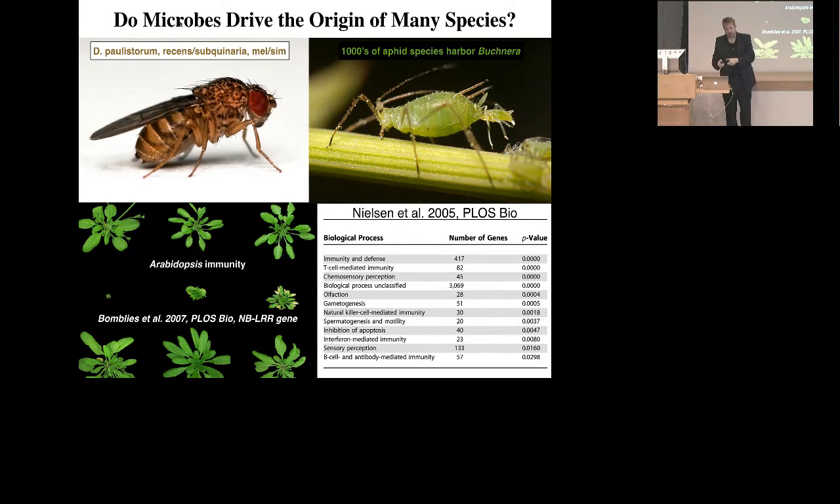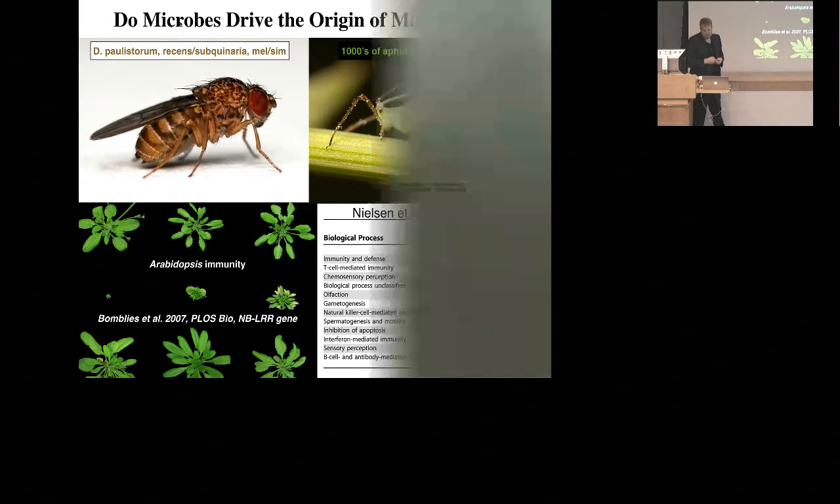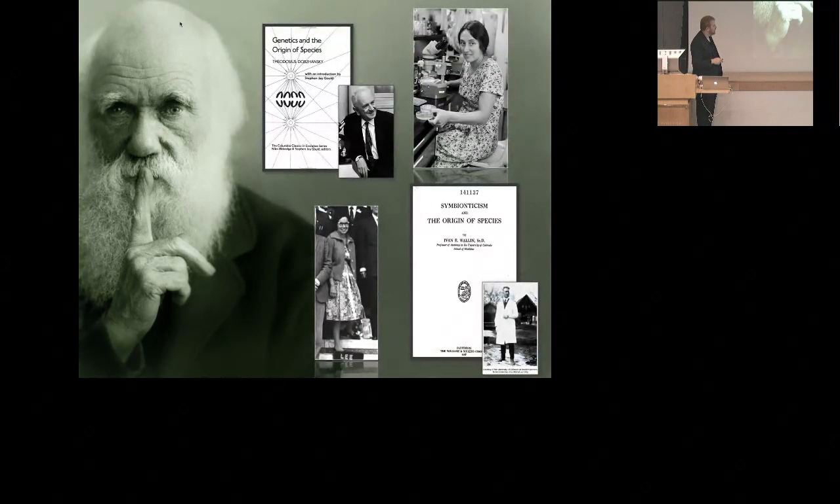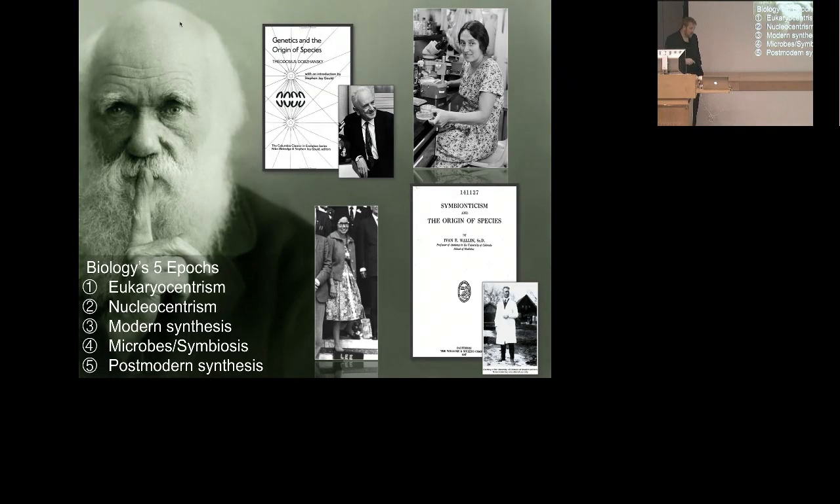And it's just a matter of asking the question about what the other microbes are doing in the system. Okay, so we've gone from the luminary in the field to some brief history about the origin of species. And what I would propose, and I don't know if anybody would agree with this, is that there are essentially five stages of biological thinking that we've gone through.